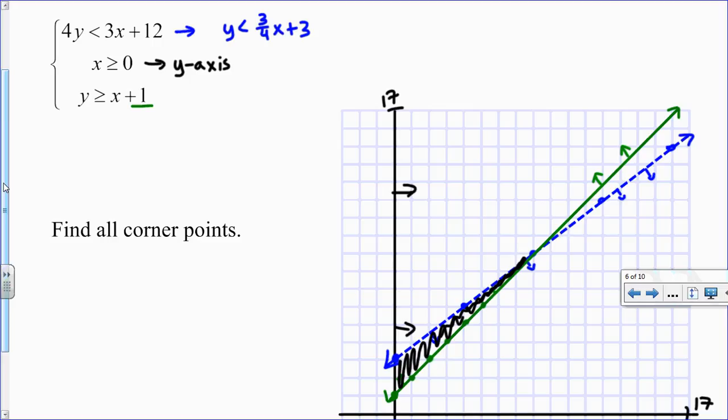Okay, so my corner points, I have 3 again. So I have 0, 1, and 0, 3. And then I have this one. So I think I drew my lines pretty accurate, but I need to make sure that that's right. So 1, 2, 3, 4, 5, 6, 7, 8. 1, 2, 3, 4, 5, 6, 7, 8, 9. So 8, 9 is right now my guess. Okay, I'm guessing that that's the third one.